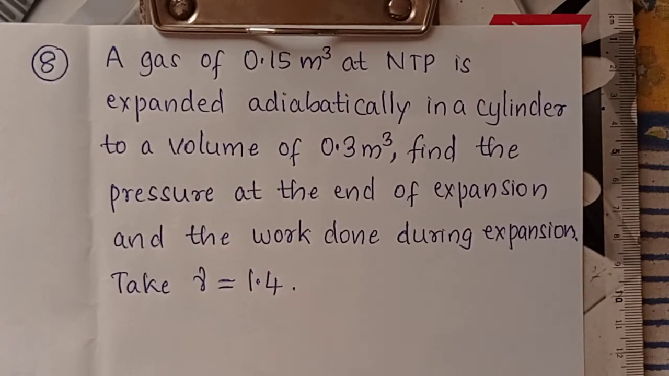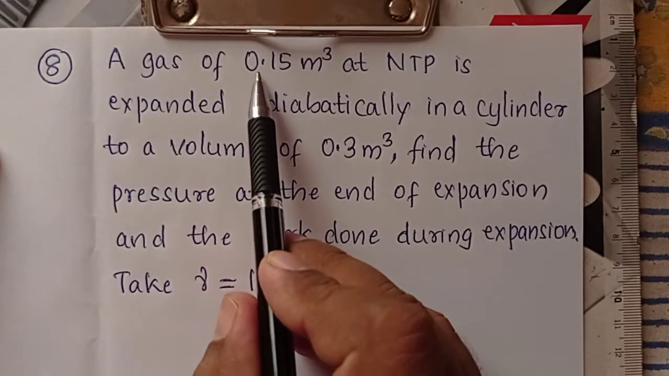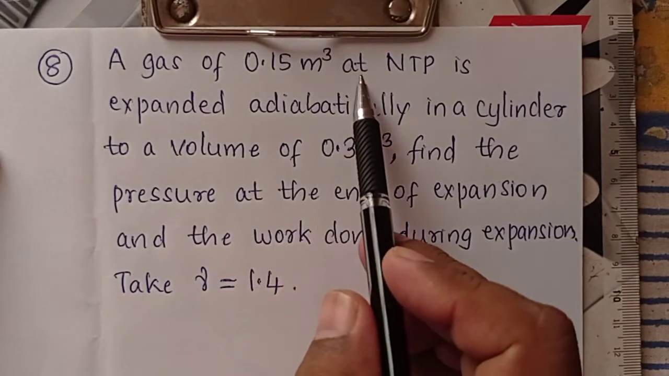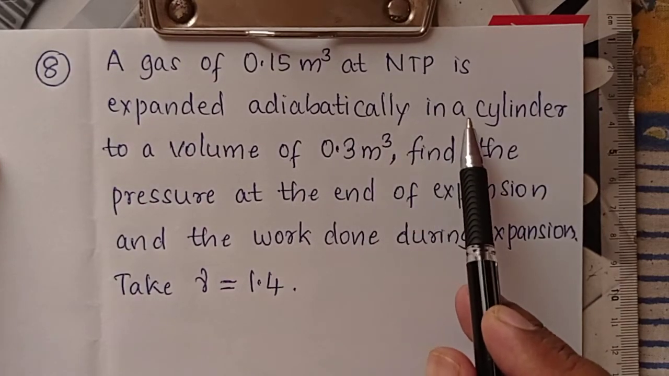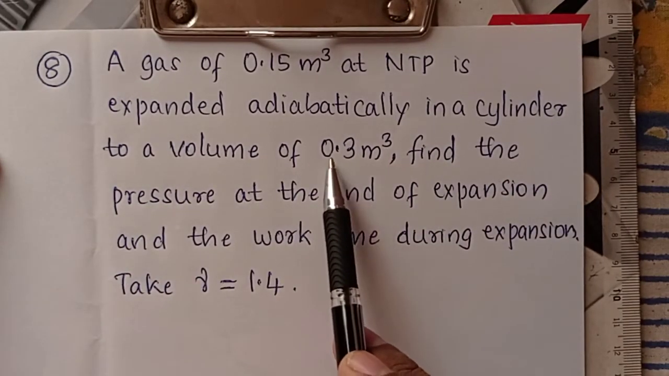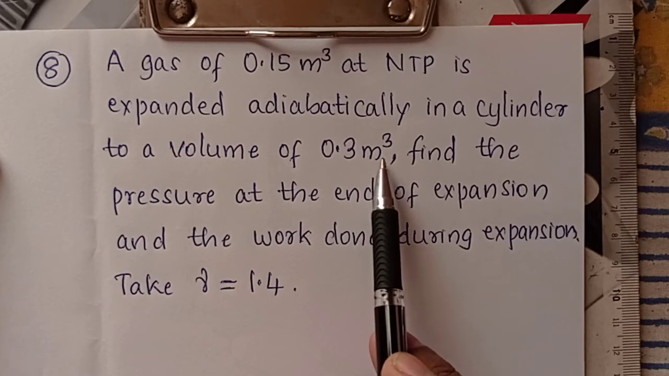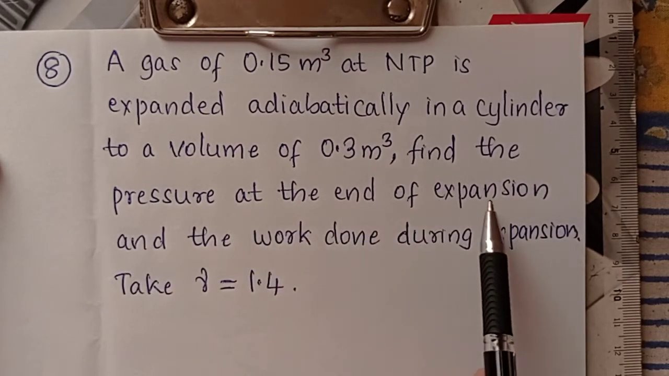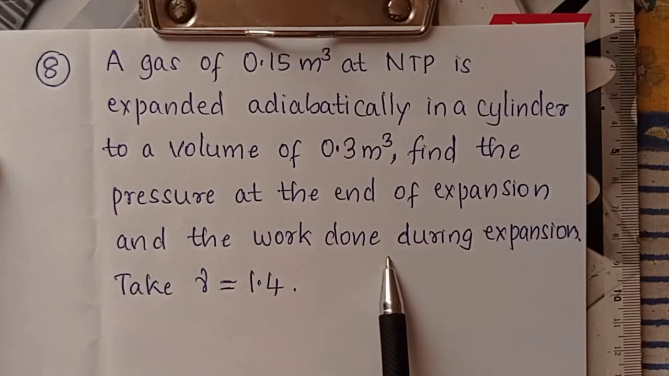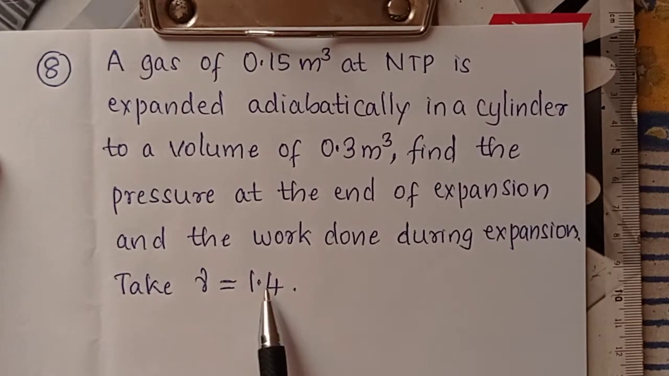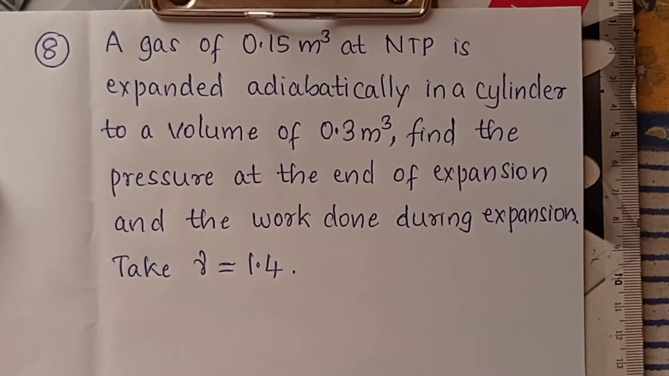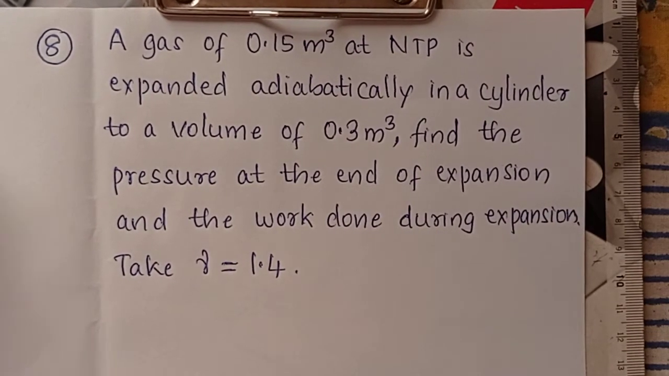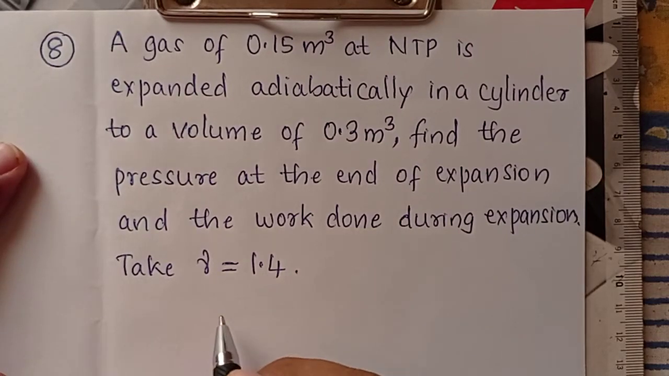Starting with a gas of 0.15 meter cube at NTP is expanded adiabatically in a cylinder to a volume of 0.3 meter cube. Find the pressure at the end of the expansion and work done during expansion. Take gamma is equal to 1.4. This problem is pertaining to adiabatic process.